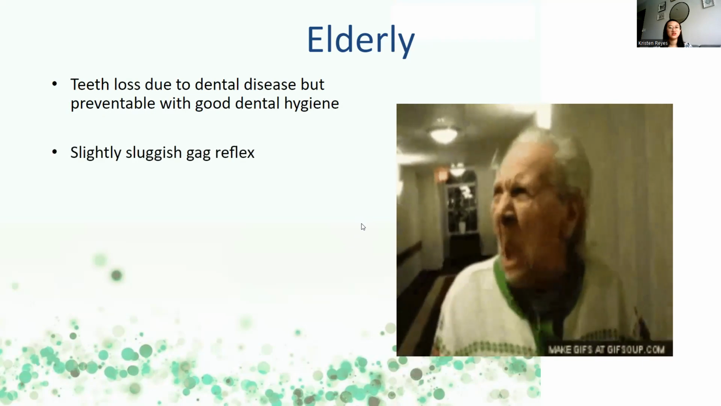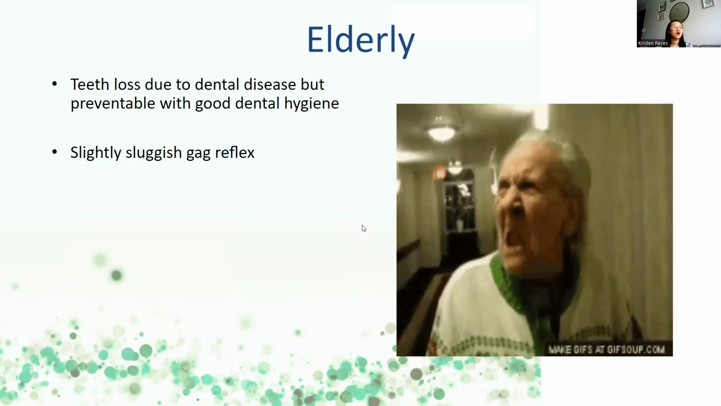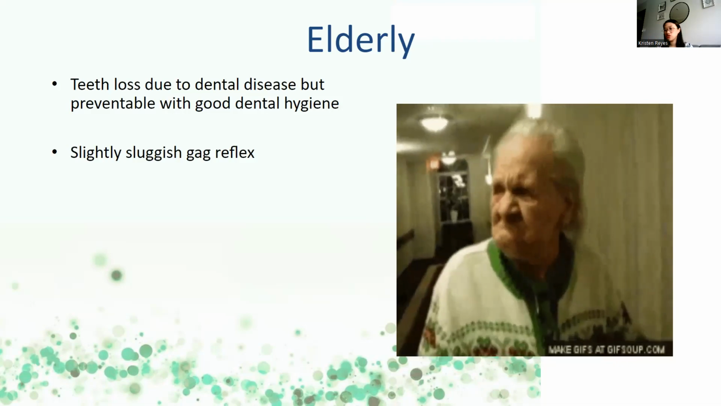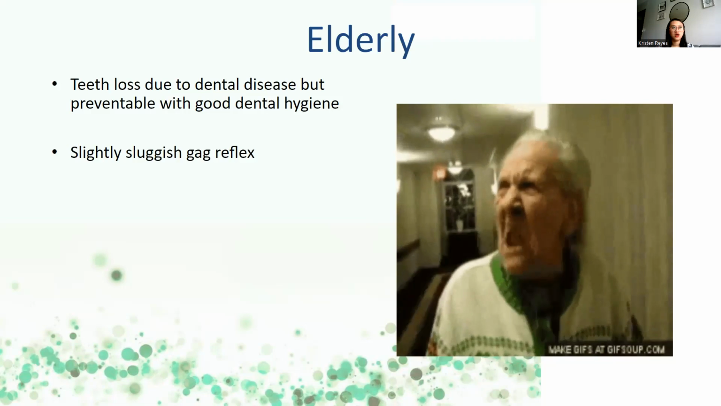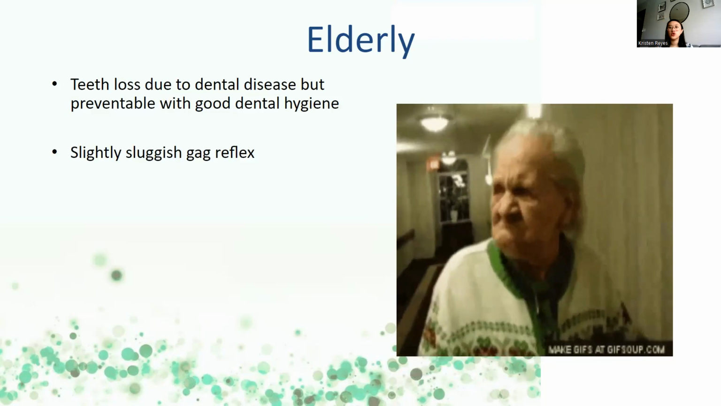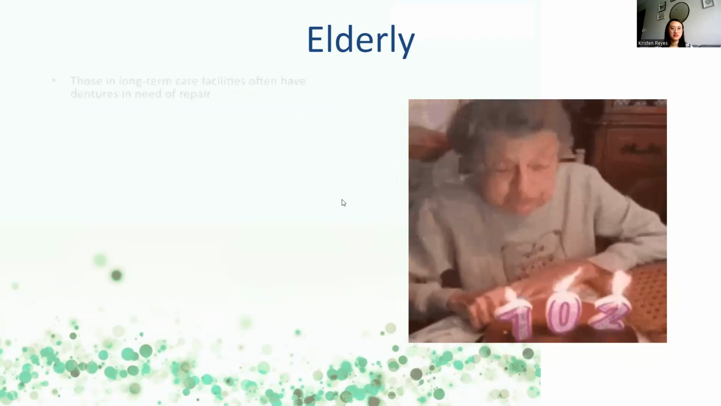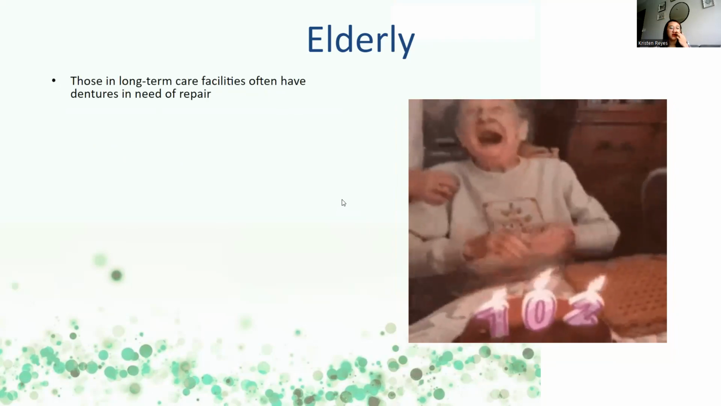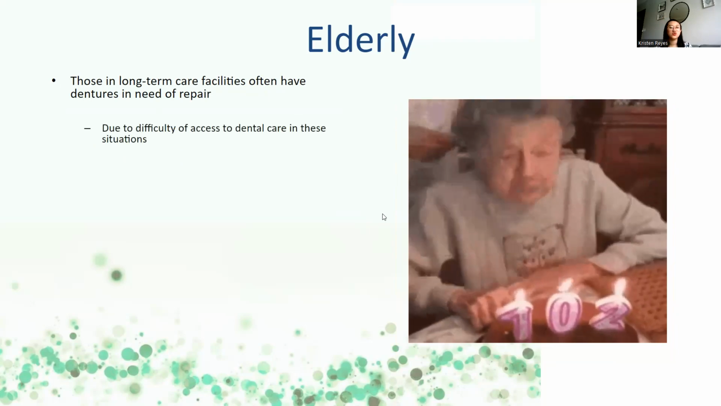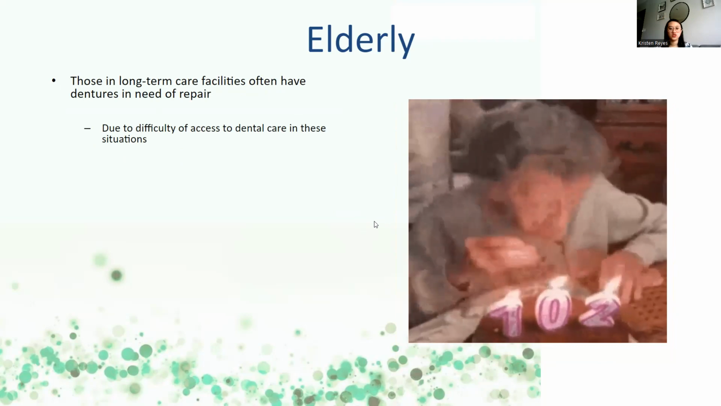They also have slightly sluggish gag reflex. What is gag reflex? The reflex at your pharynx, that when you try to poke the upper pharynx, even the soft palate, it will close. No, that's the gag reflex. So those in long-term care facilities often have dentures in need of repair. This is due to difficulty of access to dental care in these situations. Okay?